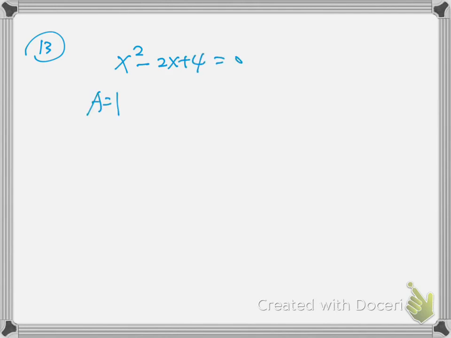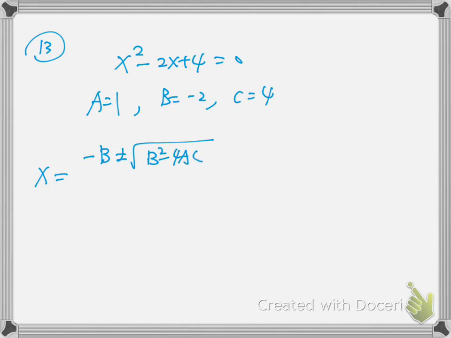So a is 1. A is how many x squared? B is negative 2, C is 4, right? C is 4. So now what's the quadratic formula? X is negative B plus minus square root of B squared minus 4AC, divided by 2A.